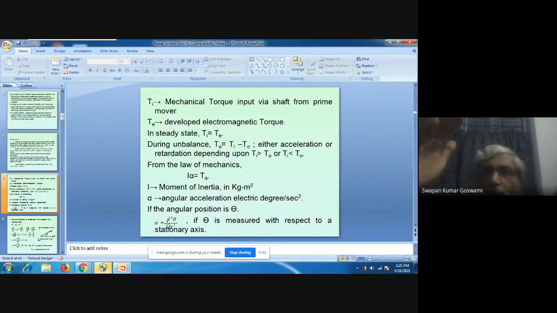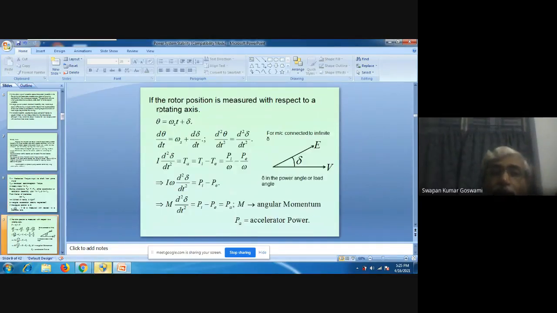But when the speed becomes above synchronous, when the input and output become different, then obviously d theta dt will be non-zero, and d2 theta dt2 also will be non-zero. So we shall be analyzing the generator during that condition. If the rotor position is measured with respect to a rotating axis, say, then theta is omega. This is the situation: say it is the terminal voltage, it is the induced EMF.